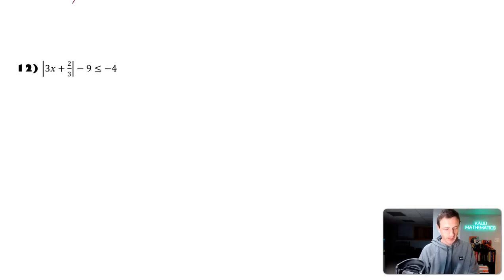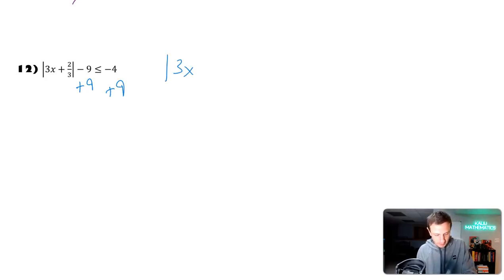And last problem, the absolute value of 3x plus 2/3, minus 9, less than or equal to negative 4. The key to this problem is making sure you identify that this absolute value is not by itself, so we have to get the absolute value by itself. So I'm going to add 9, because right now it's less than a negative, and you're thinking, oh, less than a negative, we just talked about that being no solution. But the absolute value is not by itself, so I have to add 9 over. I get the absolute value of 3x plus 2/3 less than or equal to negative 4 plus 9, which is 5.